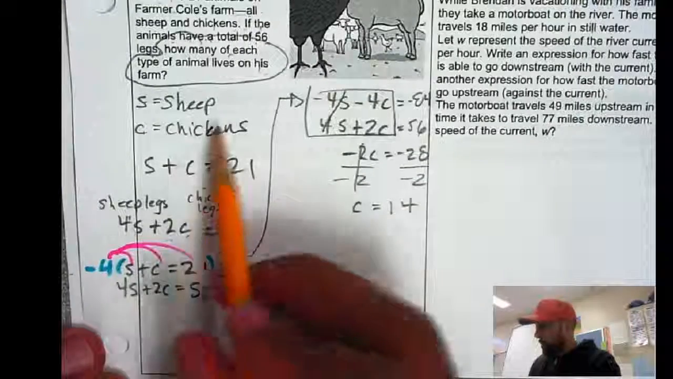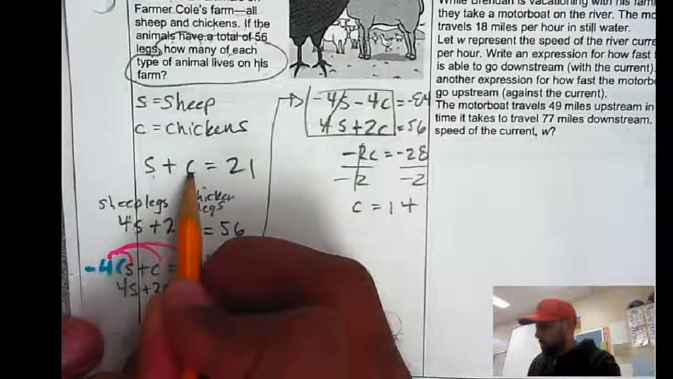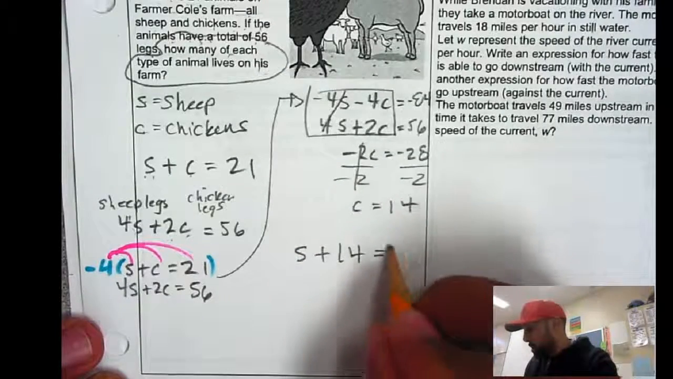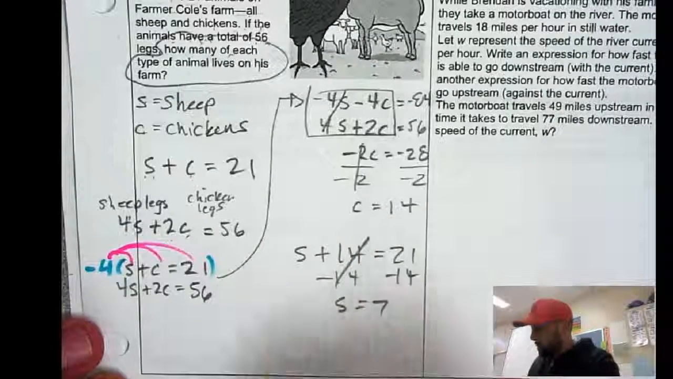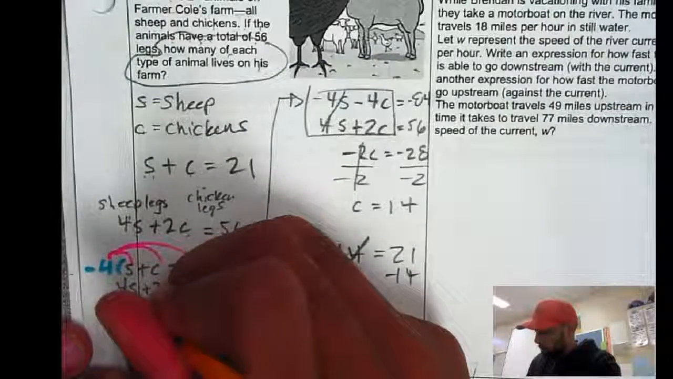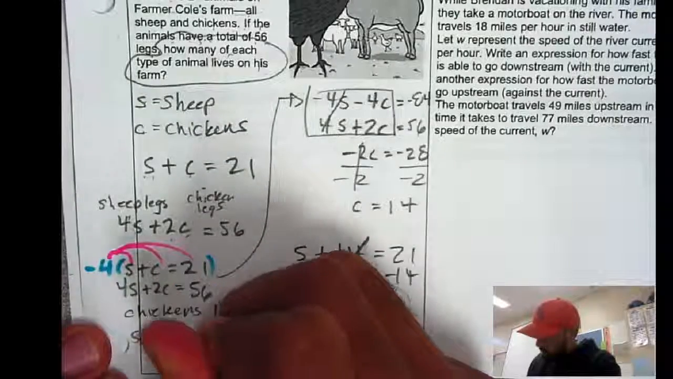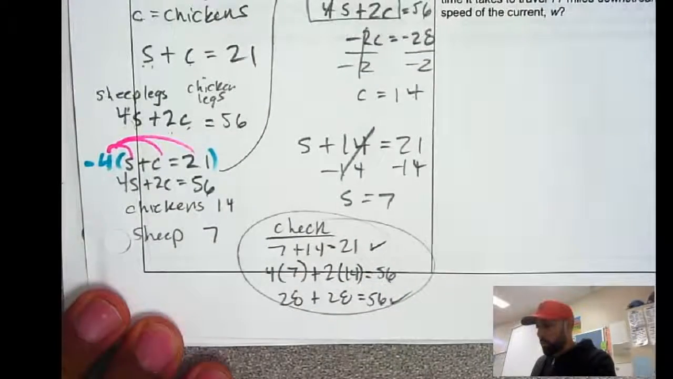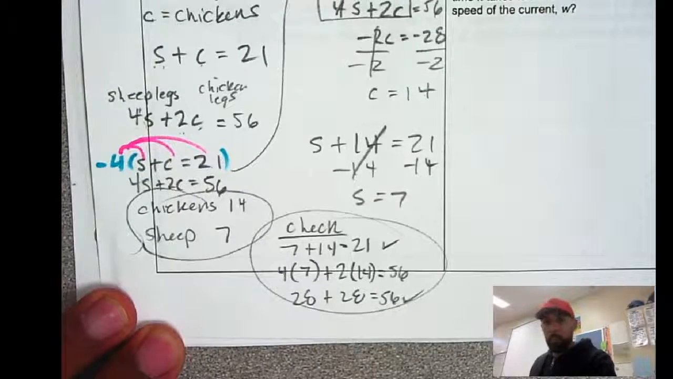Now we have to find the amount of sheep. I'll just plug it into the easy equation. Or you can think about it like this: 14 plus what is 21? Subtract 14, and S equals 7. So the amount of sheep is 7, and the amount of chickens is 14. Again, I went and checked my work to make sure everything's good. Everything worked out, so there I have my answer. All right, that's it.